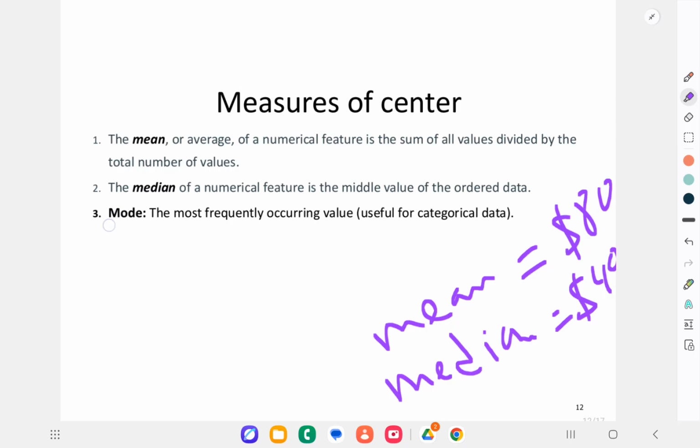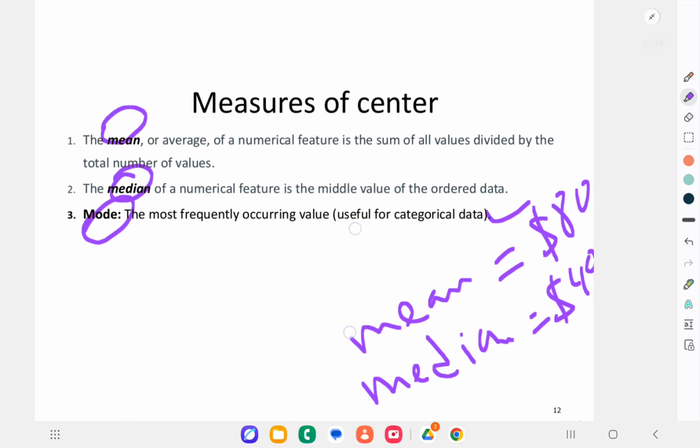So lastly, we have the mode. It is the most frequently occurring value. This is especially helpful with categorical data. Say you're looking at payment methods and the mode is credit card. This tells you that it is the most common. So the mean shows the average, the median shows the center, and finally the mode shows the most common value.